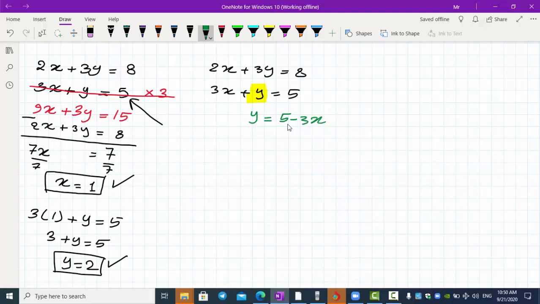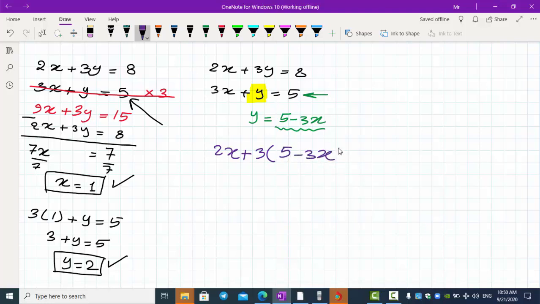Now y is 5 minus 3x. We got this from the second equation. So in the first equation, in place of y, we are going to write this. That's why it's called substitution method, because we are going to substitute this in place of y. And then we solve, and then what's remaining is only x. It will be a normal linear equation. So 2x plus, instead of 3y, we write 3 times 5 minus 3x equals 8.